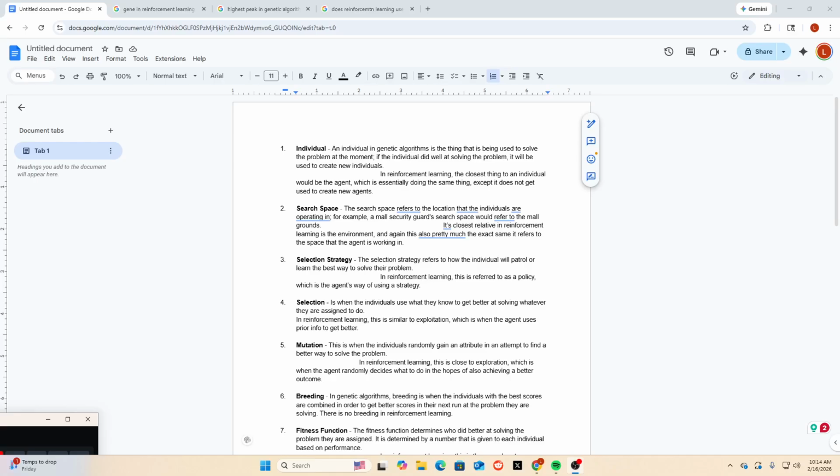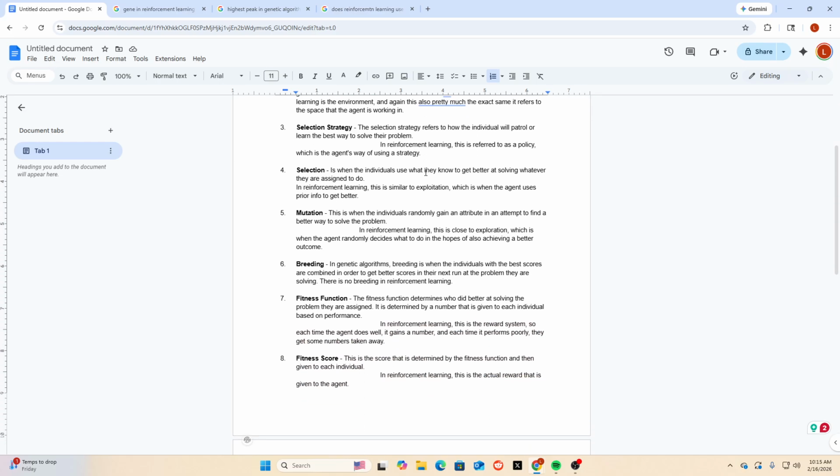This is my presentation for week 5 of my AI class, explaining genetic algorithm terms and relating them to their closest counterpart in reinforcement learning. So the first term is individual, and an individual in genetic algorithm refers to one of, I guess, the things that are actually performing the task. And then in reinforcement learning, that's the agent. And there's only one agent in reinforcement learning, but with genetic algorithms there can be multiple individuals.